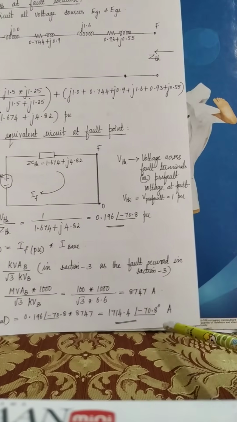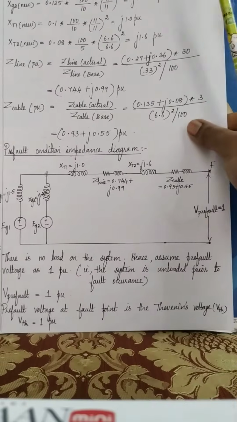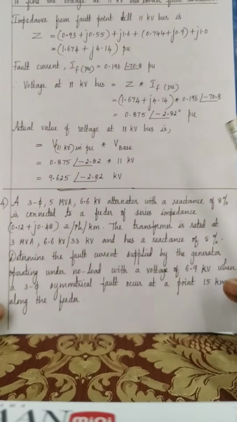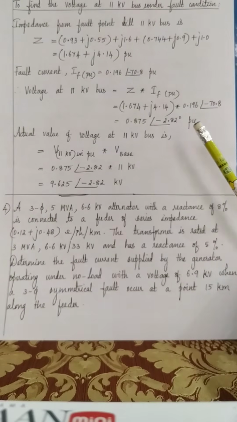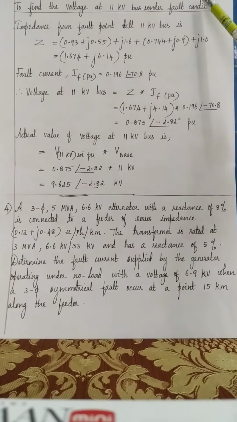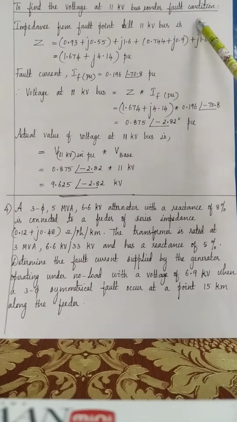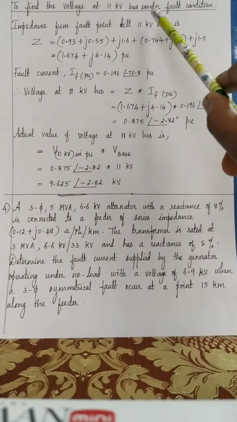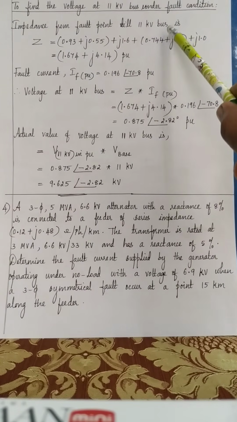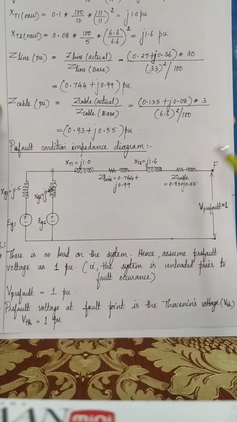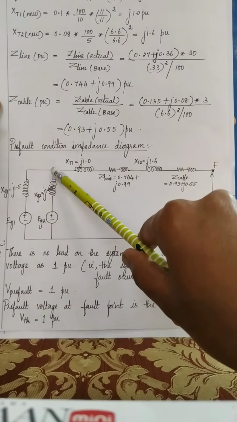Apart from the calculation of fault current, they have asked to calculate one more data. What is it? They have asked to calculate the line voltage at the 11 kV bus under fault condition. So from the fault point, go backwards, from the fault point till the 11 kV bus, and calculate the total impedance. Go back to the pre-fault condition impedance diagram. See, this is the fault point. This is the 11 kV bus.